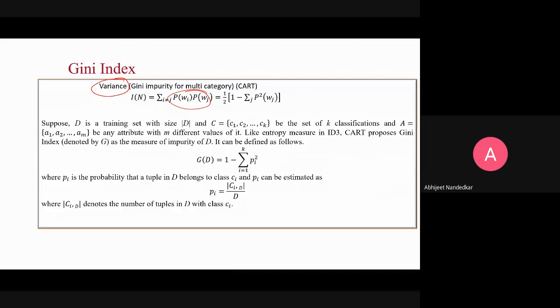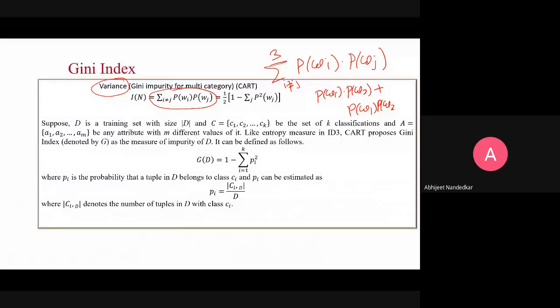Now what is done actually is, if you have multiple classes, you can have this formula, that is probability of omega i into probability of omega j, for i not equal to j. Suppose we have 3 classes. So we will have probability of omega 1 into probability of omega 2, plus probability of omega 1 into probability of omega 3, plus probability of omega 2 into probability of omega 3. Like this we can have these variances.